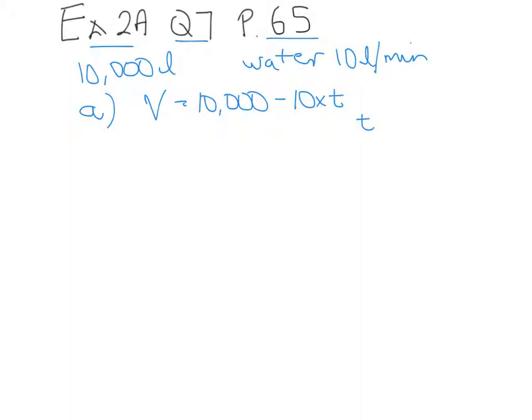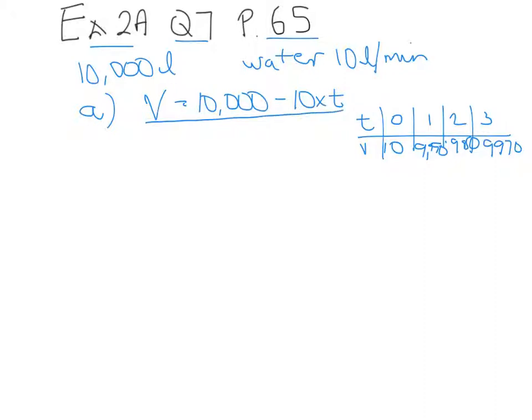So if you made up a table of values, you could say, well, how much water is there at the start? 10,000 litres. After 1 minute, how much water has gone out? Well, there'd be 9,990 litres. Then after 2 minutes, 9,980 litres. Then after 3 minutes, 9,970 litres. So, our equation relating the volume of water left in the tank after a certain amount of time would be 10,000 minus 10 litres per minute that the water is coming out.